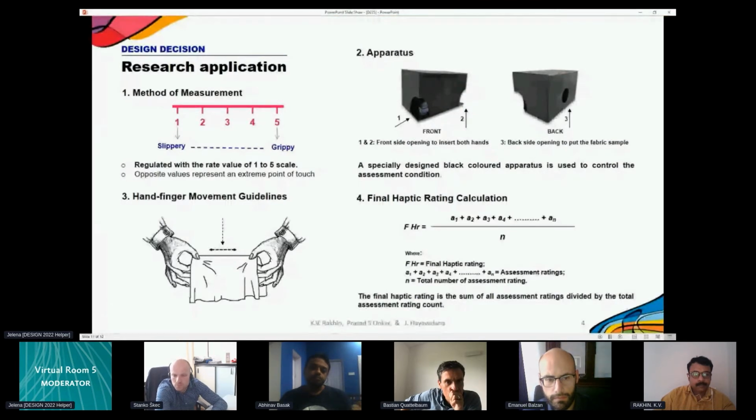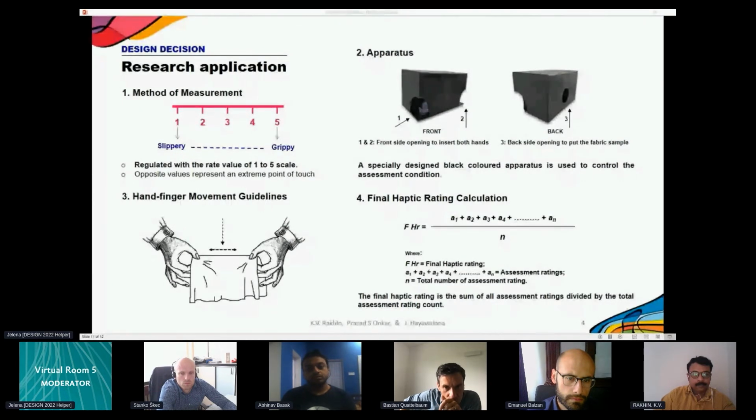Second, a specially designed black-colored box. It can be used to control the haptic task condition. Third, hand-finger movement guidelines. According to the guidelines, a single layer of fabric is held between both thumbs and forefingers. Then gently press the fabric and pull the thumb and forefinger in opposite directions. Repeat this process and feel a stick-slip phenomenon with a jerking motion.